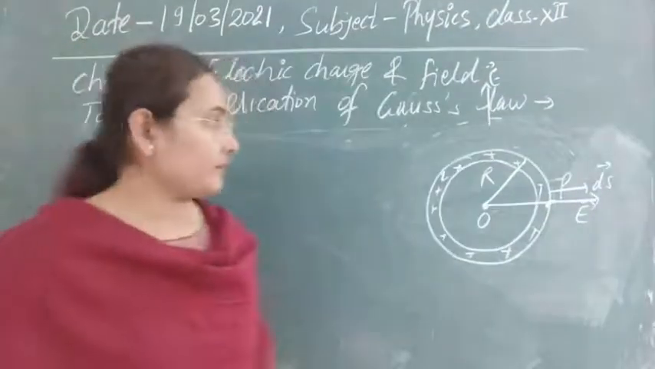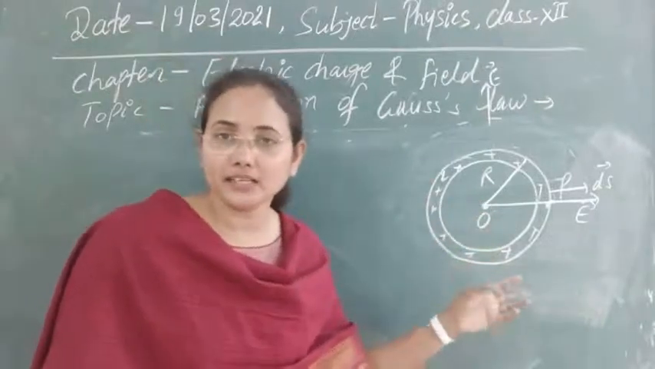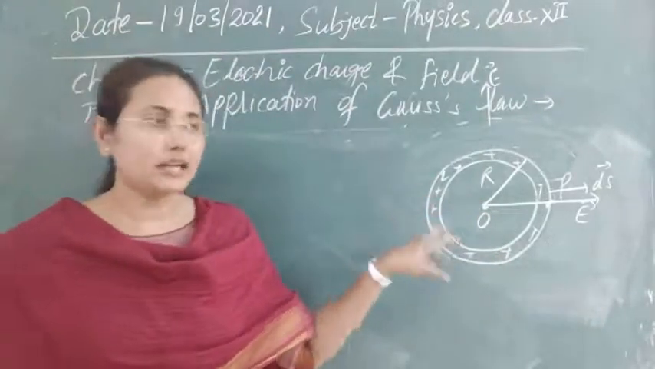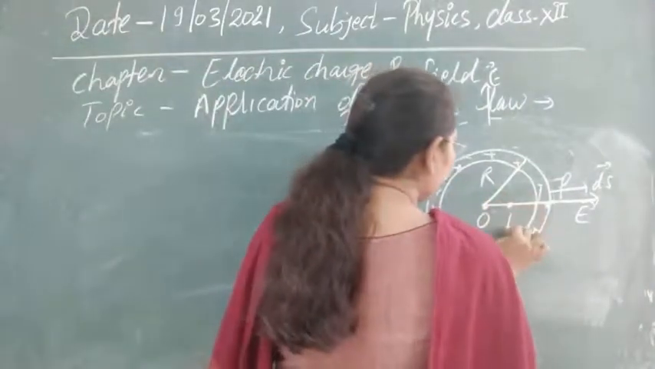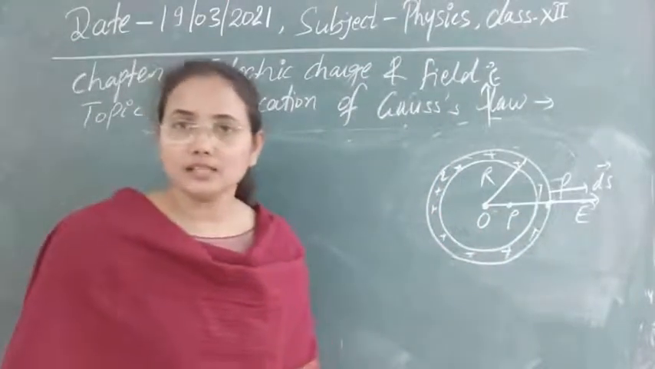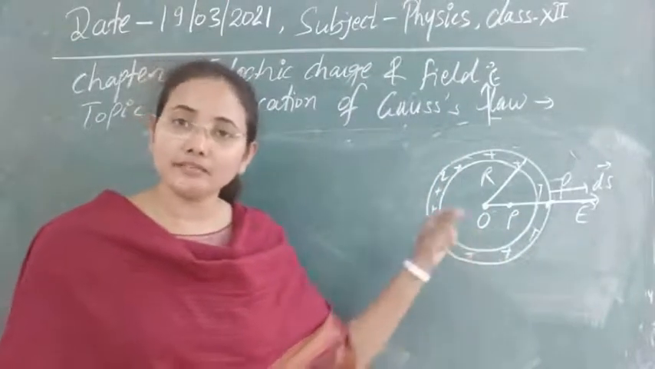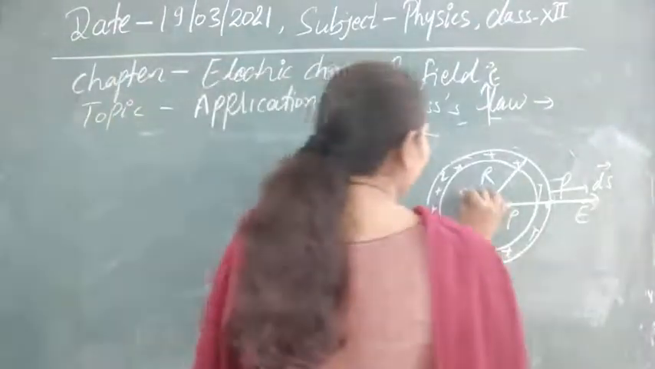So next, we are calculating the electric field due to this spherical cell at a point inside the cell. Suppose any point P is taken inside the cell, and we have to calculate the electric field due to this spherical cell. So again we have to do the same thing.